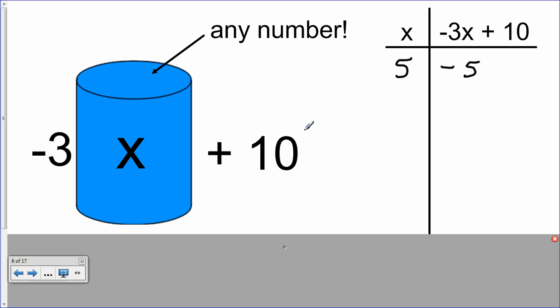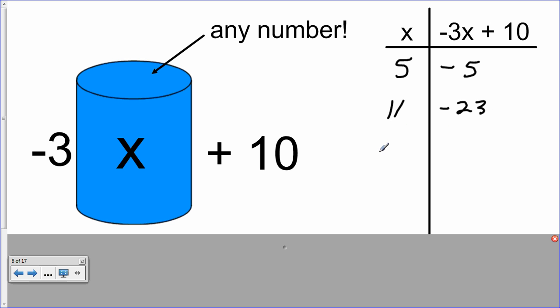All right, well, we could pick another number. Let's say we pick 11. We multiply 11 by negative 3, and we get negative 33. That negative 33 plus 10 would be negative 23.